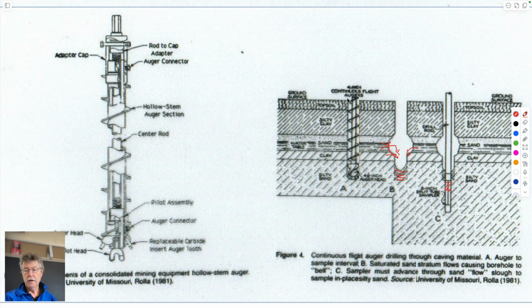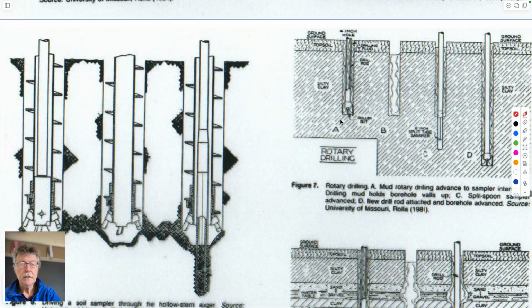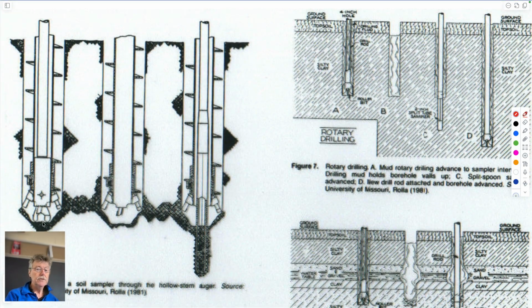So this is epitomized here. You go down to the depth you want to be, you take out this stem, and it's left with an open void. This is casing that's protecting it from falling in. And then you enter some kind of sampling tool down it. If it's a split spoon, like we said before, you bang this a foot into the material ahead of the borehole, take out your sample.